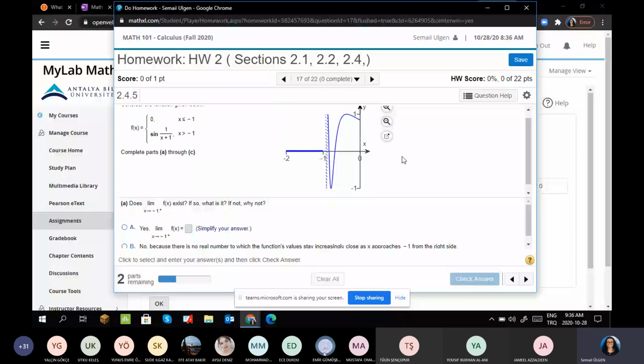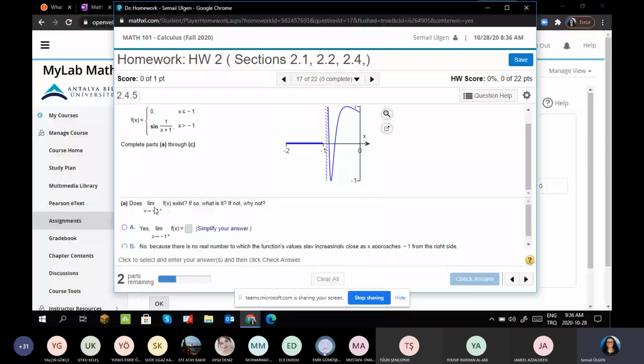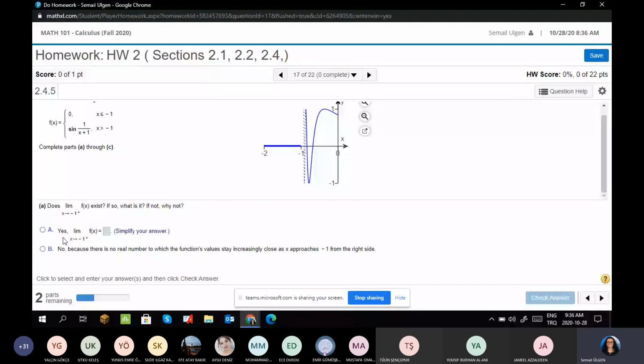So let's go down here. Does the limit as x approaches -1 from the right of f of x exist? If so, what is it? If not, why not? That's the question. So what is your answer? Can anyone say? No, because there is no real number to which the function's values stay increasingly close as x approaches -1 from the right side. Can anyone remember an answer from our last class? Because we talked about sine 1 over x. This is just sine 1 over x plus 1.